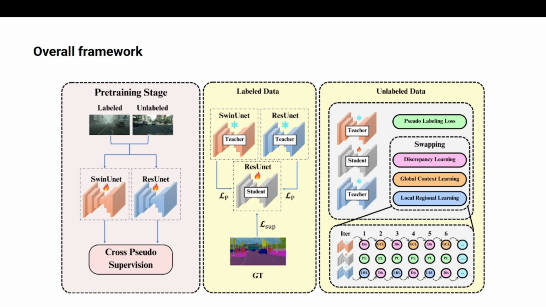In stage 2, the focus can be considered local regional. The student learns local features via local regional learning, and the discrepancy loss is applied to SwinUnet. Additionally, a pseudo-labeling loss is applied using both teacher predictions in both stages.